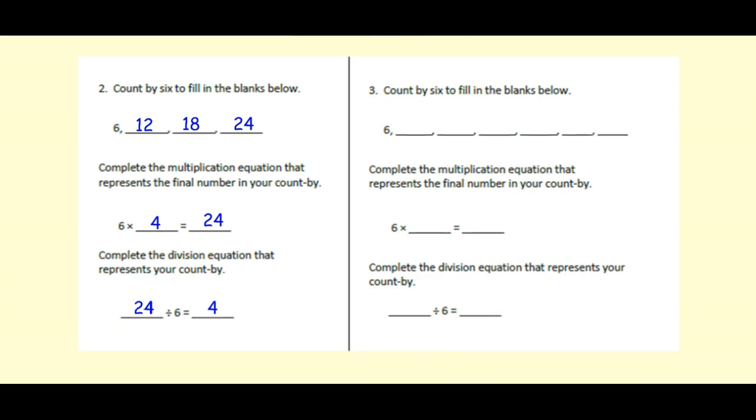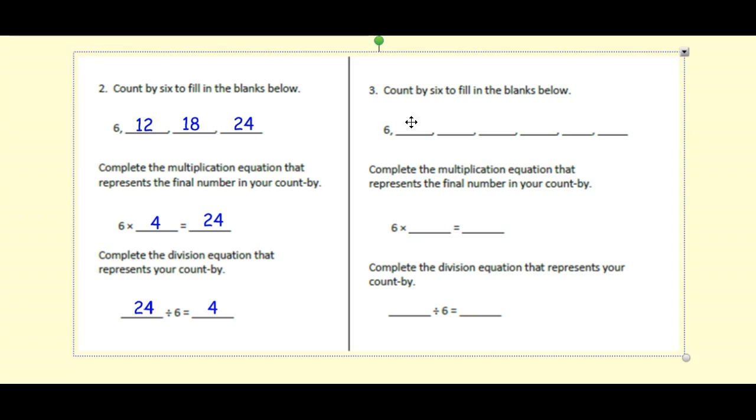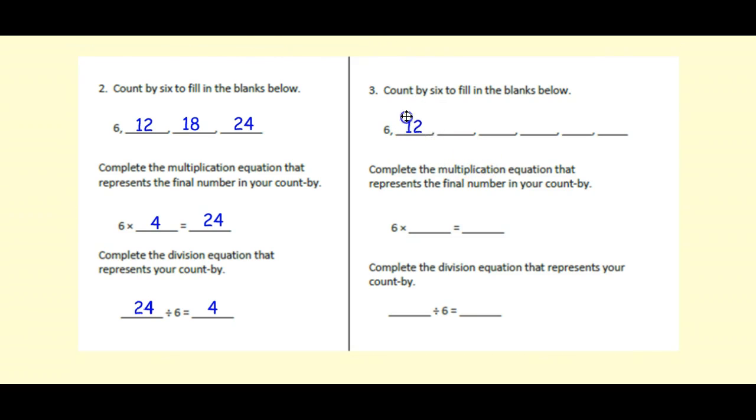So I want you to go over here to number 3, and I want you to do what we just did on number 2. Push pause to do this. Should have had 6, 12, 18, 24, 30, 36, and 42.